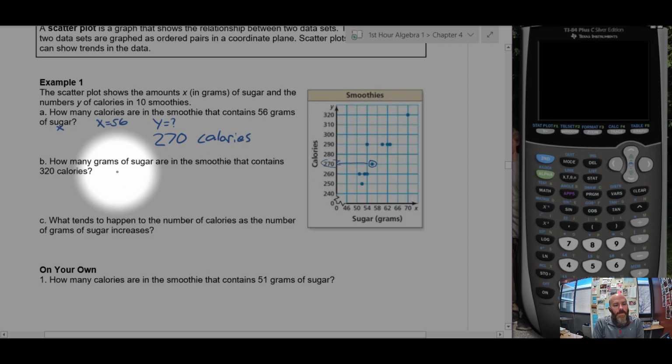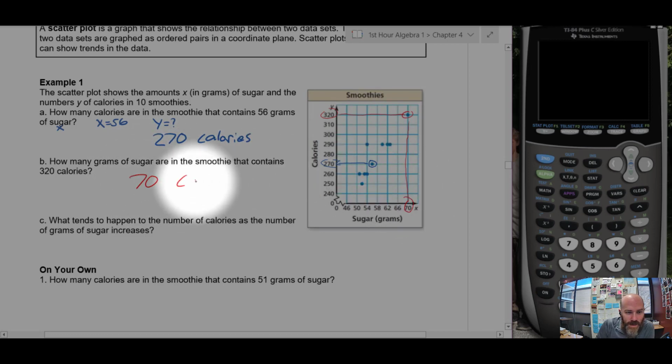Excellent, that's pretty easy. Part B says, how many grams of sugar are in the smoothie that contains 320 calories? So I'm going to look at calories here, and 320 is this line right here. I go over to find that data point, which is this one, and then find the corresponding X value, which is 70. So I would say 70 calories. Sorry, not 70 calories, 70 grams of sugar.